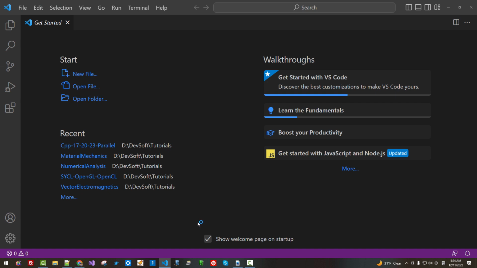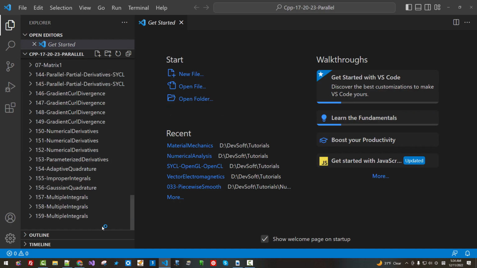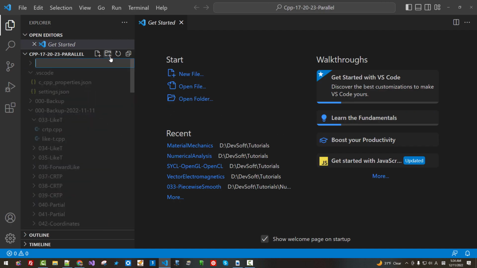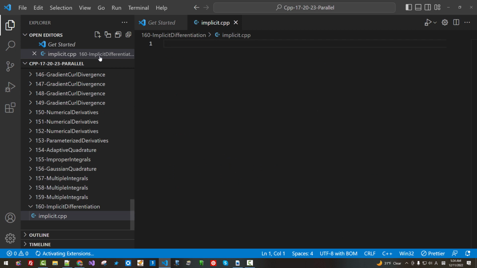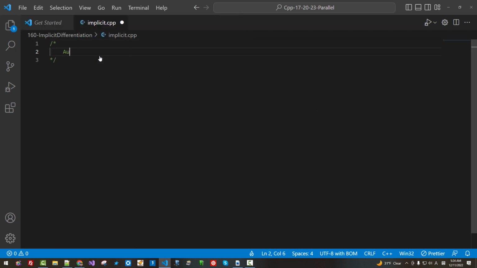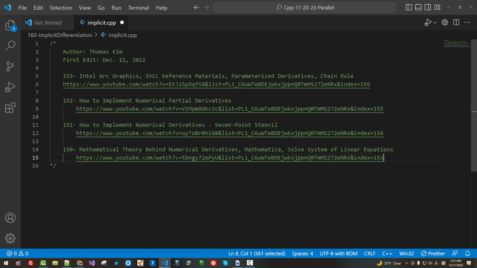Open up Visual Studio Code, C++17 2023 parallel. Select empty space, new folder 160 Implicit Differentiation. Click this button, implicit.cpp, hit enter, Ctrl B. Author Thomas Kim. First edit December 11th, 2022. To follow my current video, I assume you have watched my previous videos listed here.